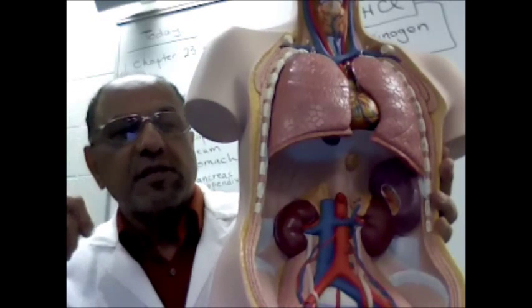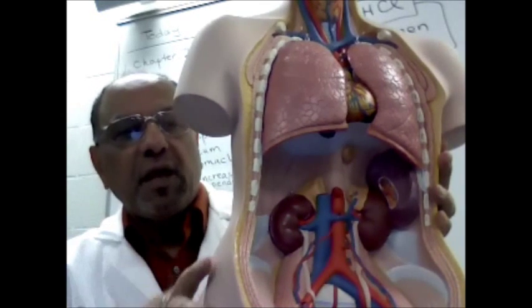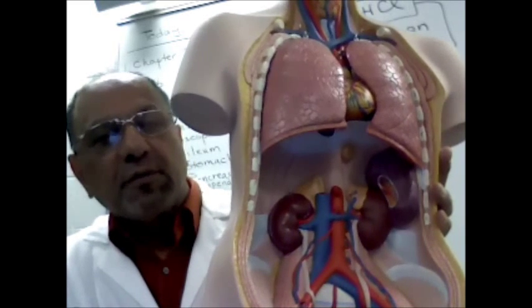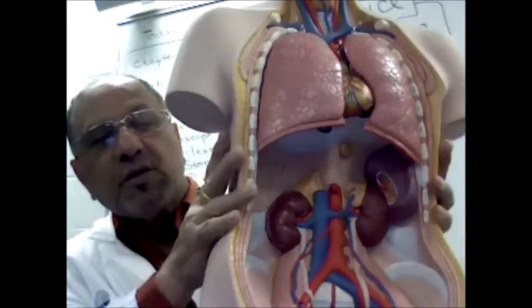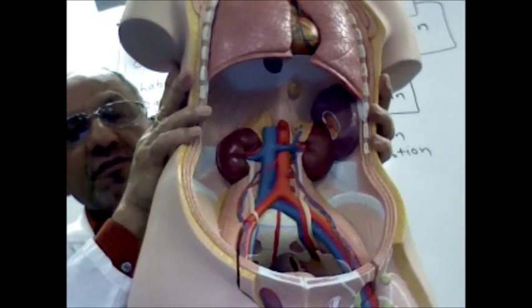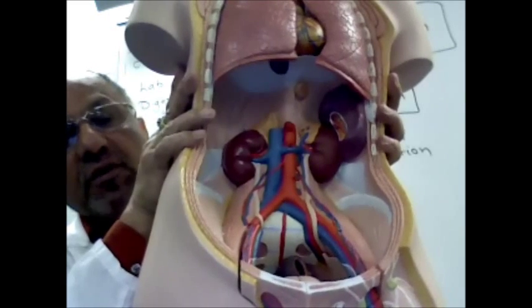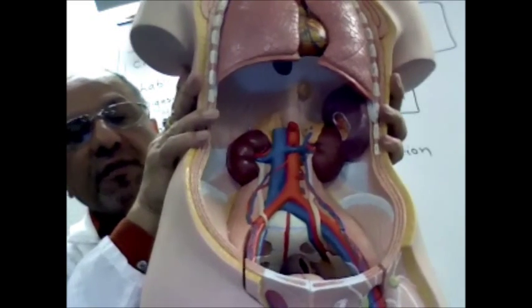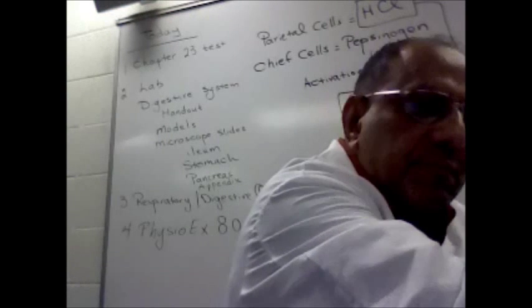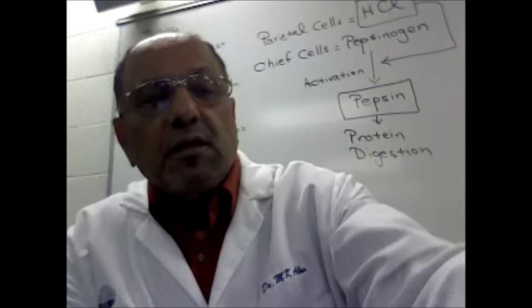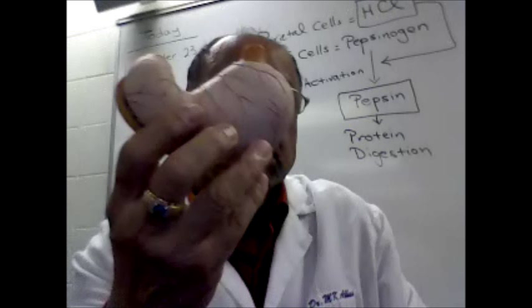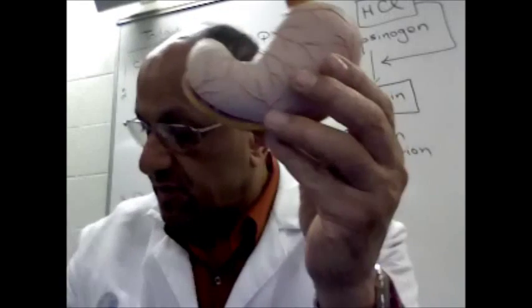Hello, this is the human torso, and we're going to use the human torso to learn about the digestive system. So I removed all of the organs of the digestive system from the abdominal cavity, and we're going to look at these organs separately. The first organ we're going to look at is the stomach.